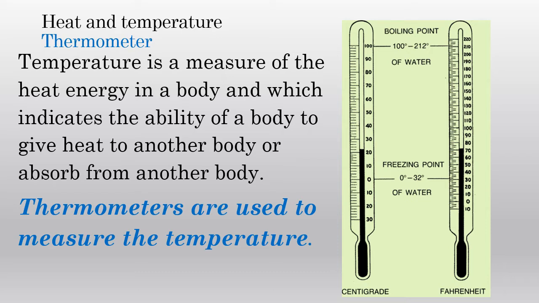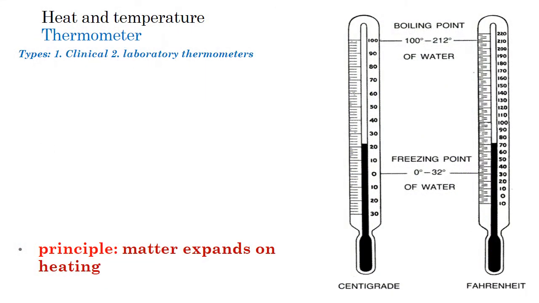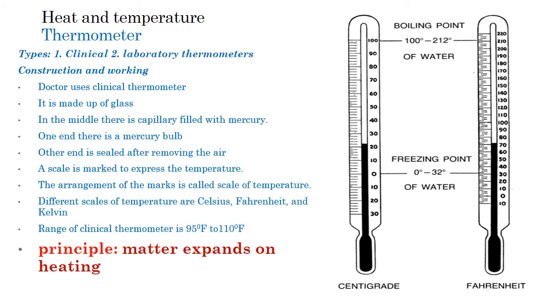If you observe the diagram, there are a centigrade scale and a Fahrenheit scale. Let us know in detail. How many types of thermometers are there? Clinical thermometer and laboratory thermometers, and different scales as centigrade scale and Fahrenheit scale. Let us know how it is constructed and the working of the thermometers.